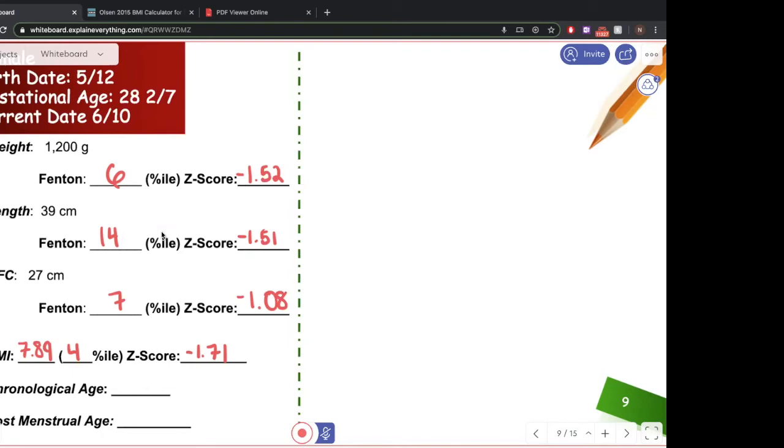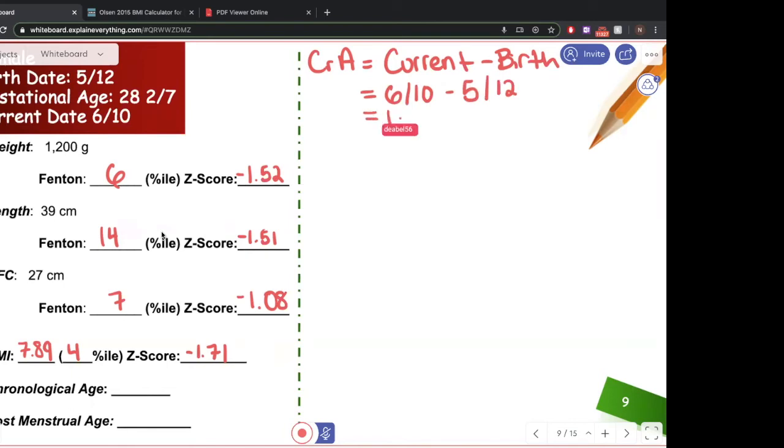Our chronological age is going to be, again, the current date minus the birth date, in which our current date is 6/10 and the birth date is 5/12. We subtract the months again, and we get 1 month from 6 minus 5. However, this time when we subtract the dates, we get -2. 10 minus 12 is -2. That's telling us that the chronological age still hasn't reached 1 month yet. It's actually 2 days short of 1 month.